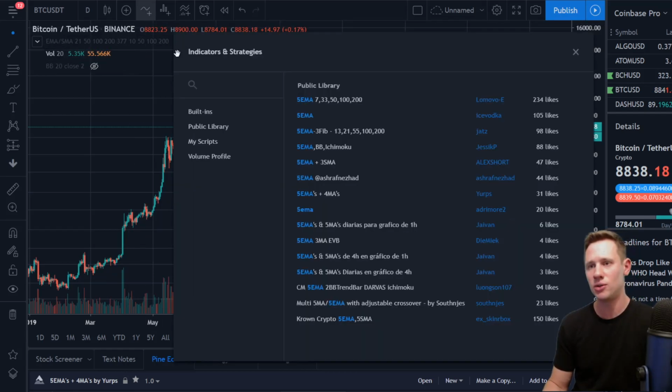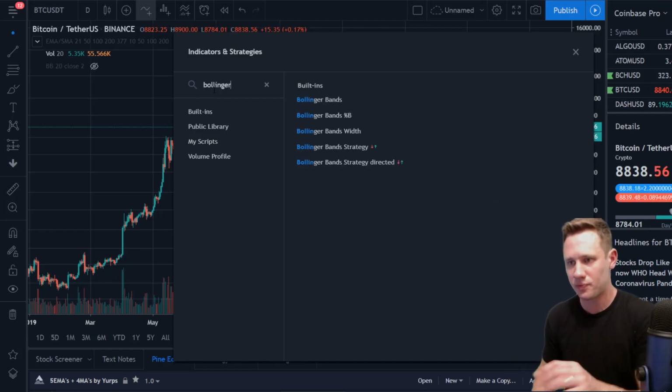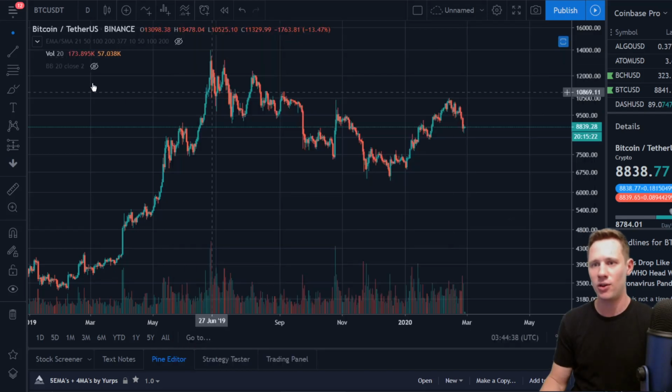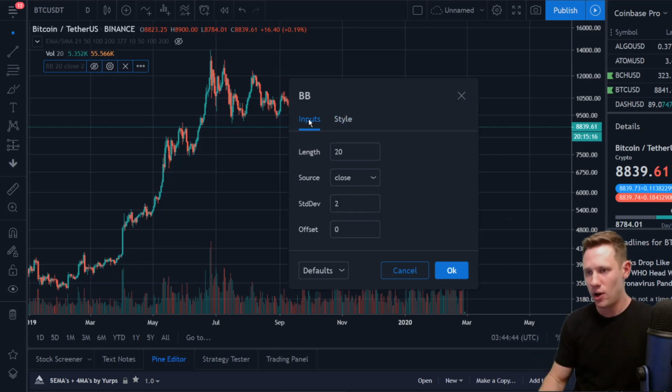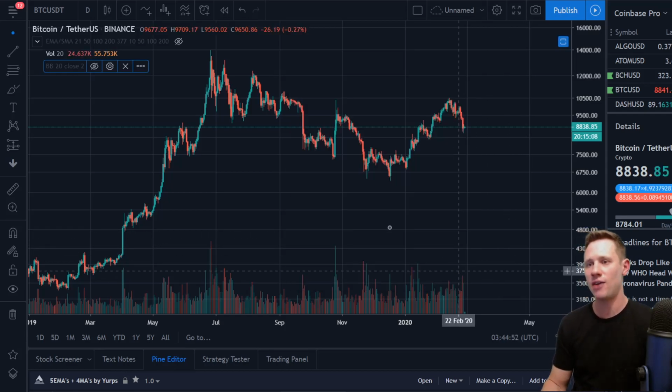To look at the Bollinger Bands, just type in Bollinger Bands. Okay, you can see that there. Click on that. Already have it loaded up. We'll go over to our settings on the Bollinger Bands. Nothing really you have to do. It's just make sure your length is 20. That's about it. And that's going to be a 20 simple moving average.